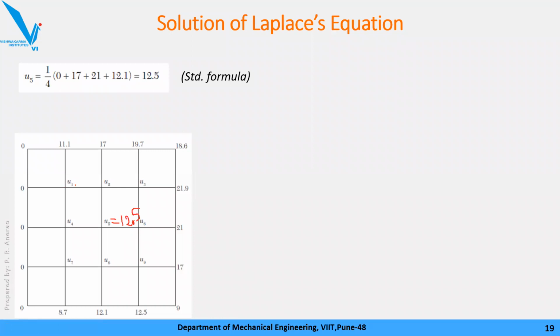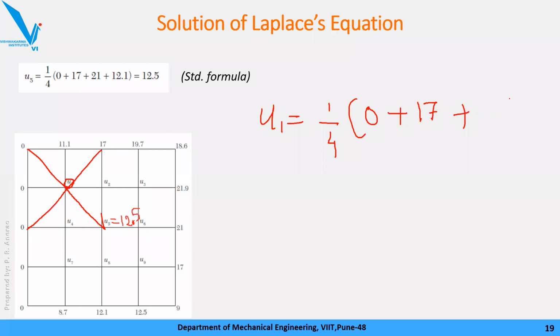For U1, try to implement the standard formula. If you try it, you are going to fail, because for U1 I need the values of U2 and U4, but we don't have them. So U1 is not possible by the standard formula. Now implement the diagonal one. U1 will be equal to 1/4 of (0 + 17 + U5 + 0). Since U5 is already calculated as 12.5, it is easy, which is why we calculated U5 first. So you will get the U1 value. No need to assume some value of U equal to 0.